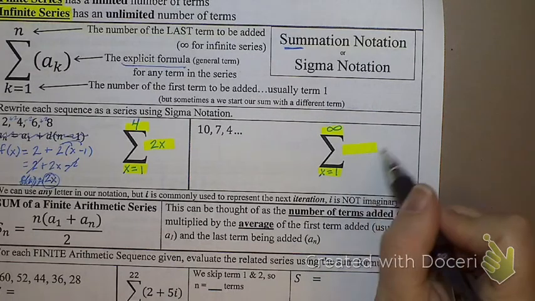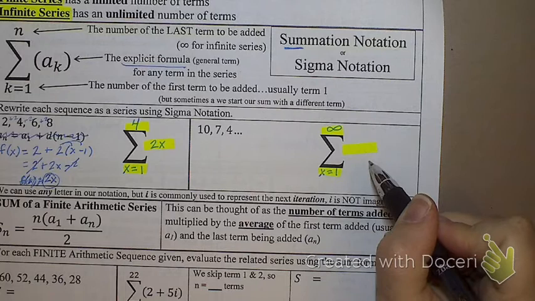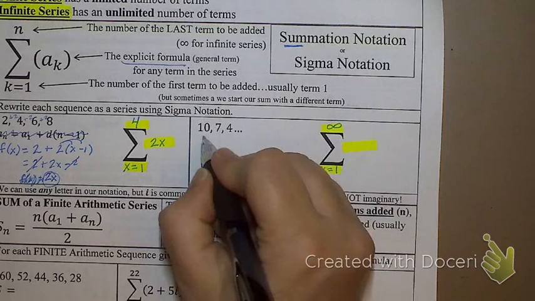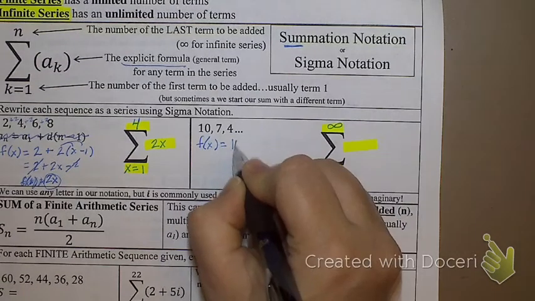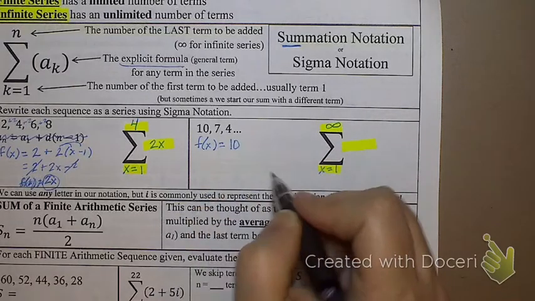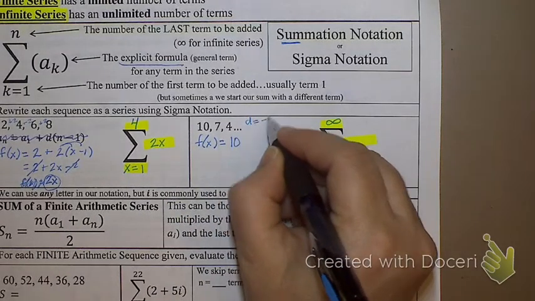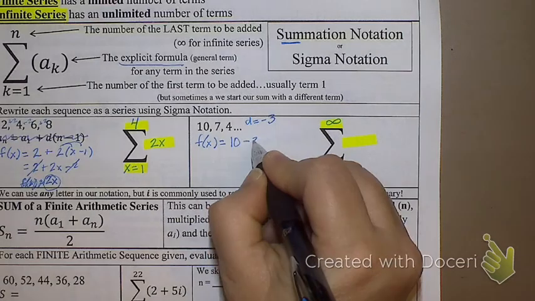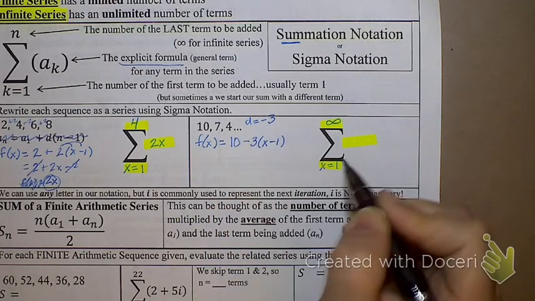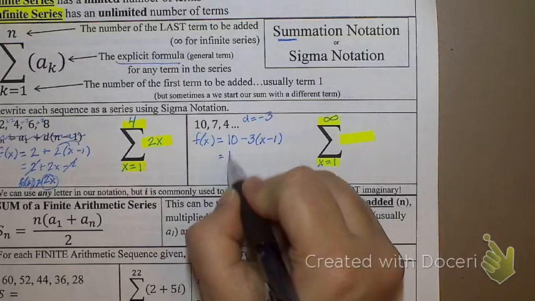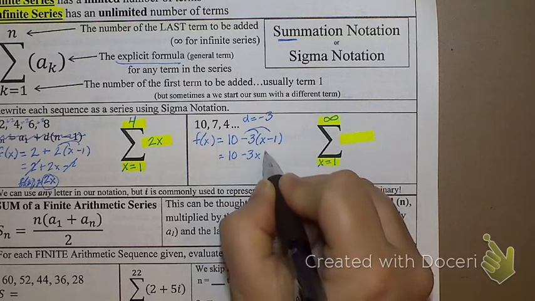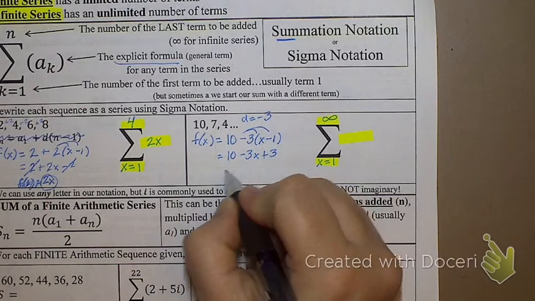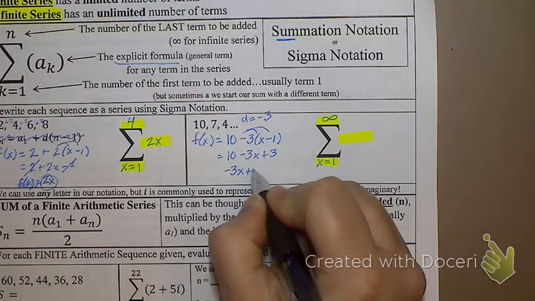And now what do I have to do to get what goes on the right? Find the explicit formula. So f of x equals what? 10, which is the first term. And then what's my d value? D is -3, so I put -3 times x minus 1. Let's do our distributive property. And I get -3x plus 13.